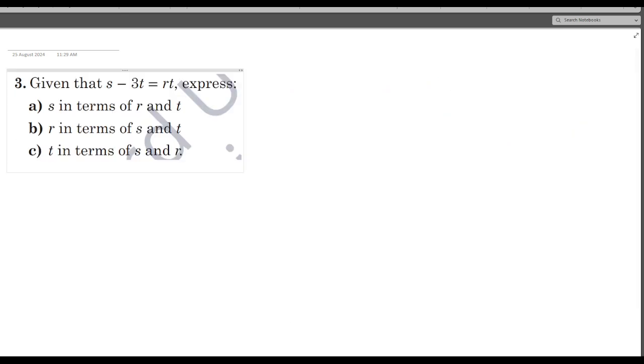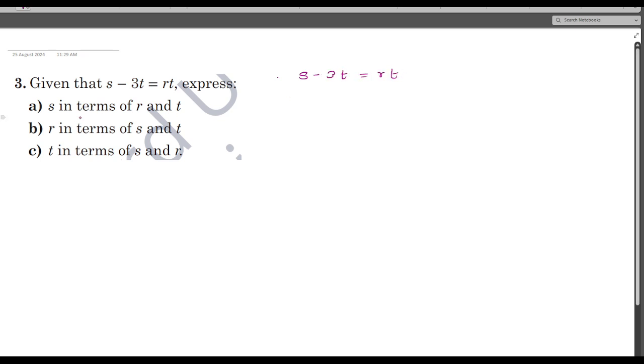Now next question, given s minus 3t is equal to rt, we have to write s in terms of r and t. So the first question is very straightforward, simple. A, we have to express s, so s is equal to rt. Now minus 3t will move here, it becomes plus 3t. If you want, you can take t common, so it is r plus 3 times t. This is your s.